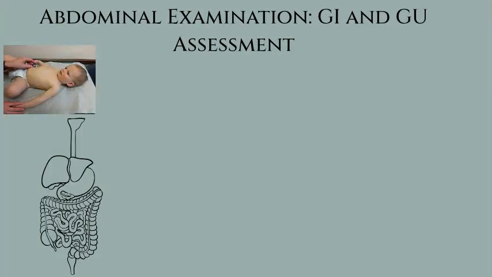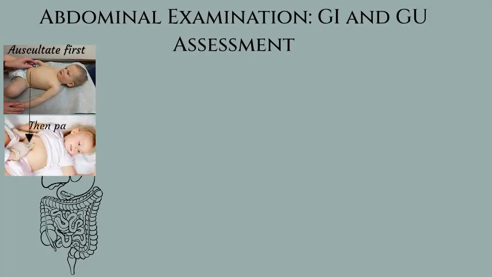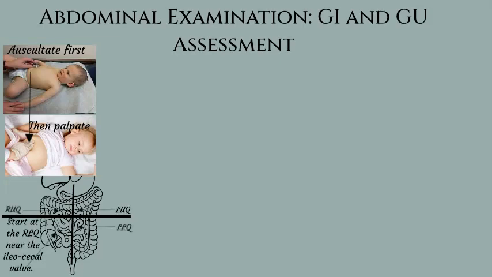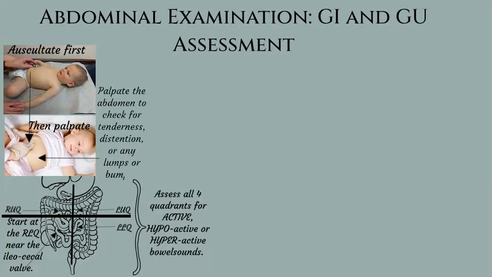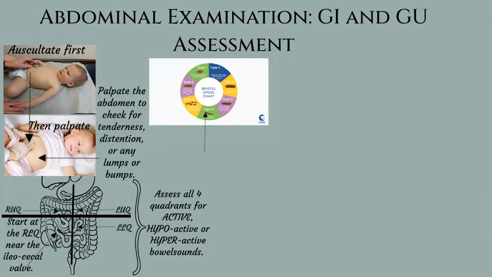When assessing the abdomen, it's crucial to auscultate before palpation for an accurate evaluation. Begin by auscultating for active bowel sounds, especially in the right lower quadrant near the ileocecal valve. Afterward, assess all four quadrants for active, hypoactive, or hyperactive bowel sounds. Next, palpate the abdomen to check for tenderness, distension, or any lumps or bumps. Document the date of the last bowel movement and its characteristic.